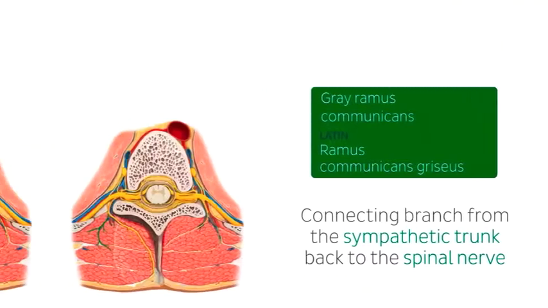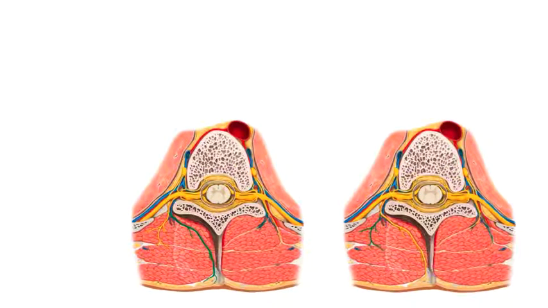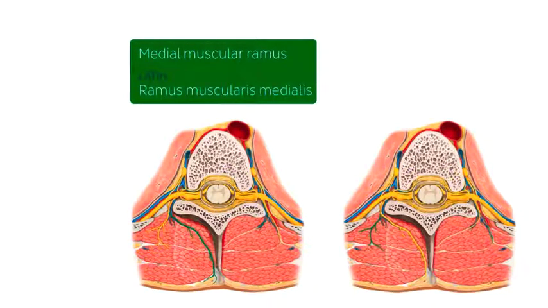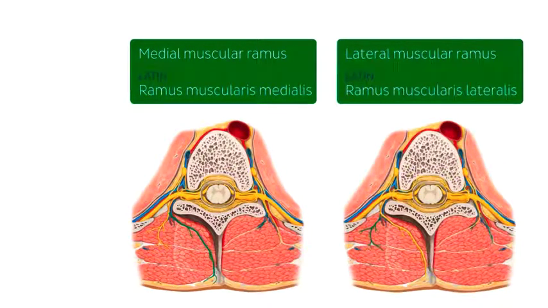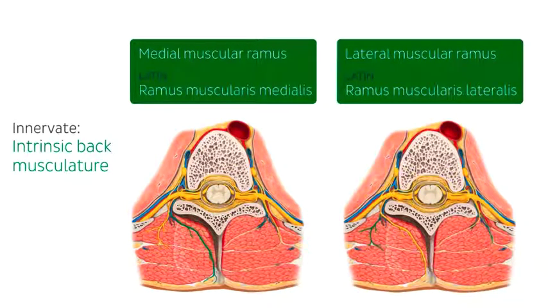We're going to go back to a few structures that come out of the posterior ramus of the spinal nerve. Notice here these two structures that are highlighted in green. On the left side, we see here that is the medial muscular ramus, and on the right side, we're looking at a lateral muscular ramus, based on their positions in your body. And the medial and lateral muscular rami are the two branches of the posterior ramus that go towards the dorsal trunk. They're going to innervate the intrinsic back musculature.